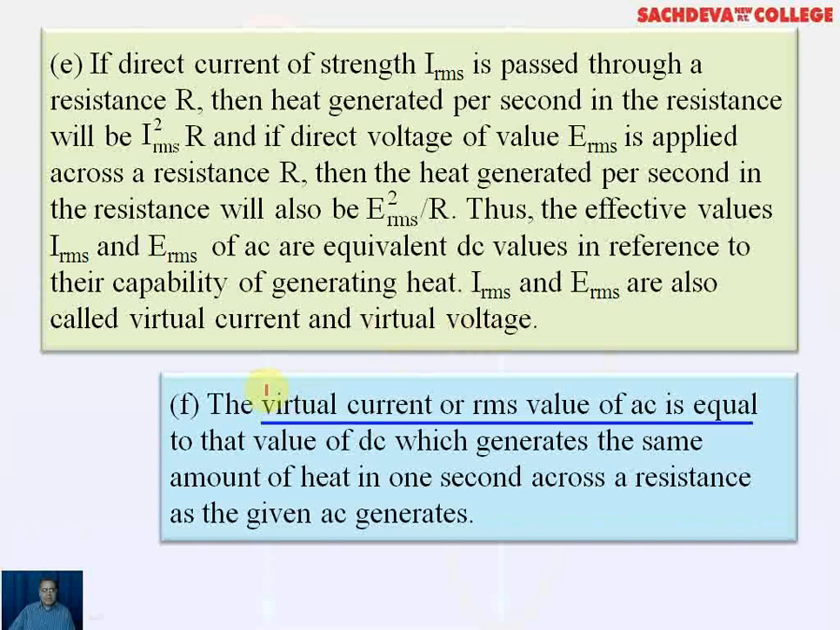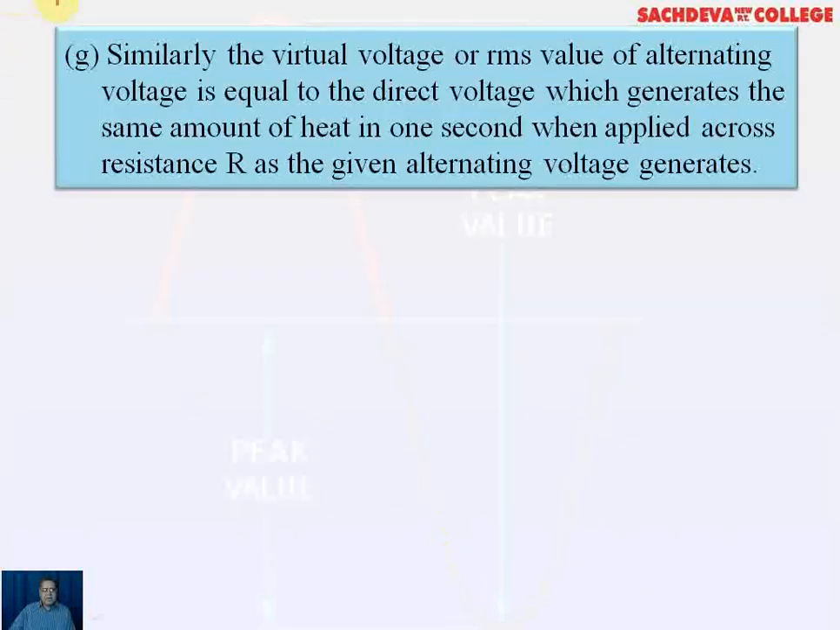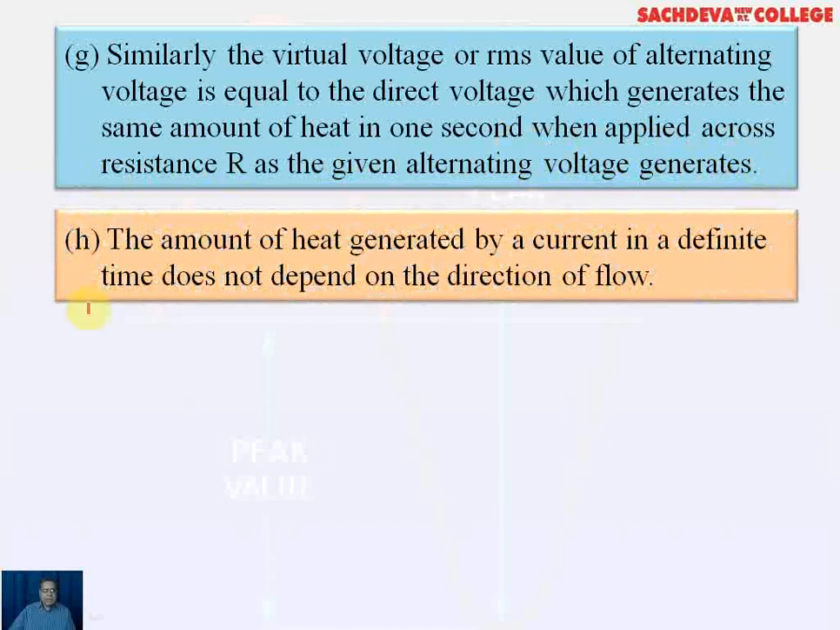The virtual current or RMS value of AC is equal to that value of DC which generates the same amount of heat in 1 second across the resistance as is generated by the AC. Similarly, the virtual voltage or RMS value of alternating voltage is equal to the direct voltage which generates the same amount of heat in 1 second when applied across resistance R as the given alternating voltage generates. The amount of heat generated by a current in a definite time does not depend upon the direction of flow.